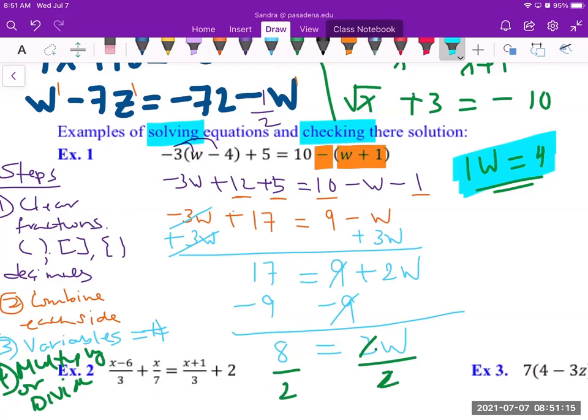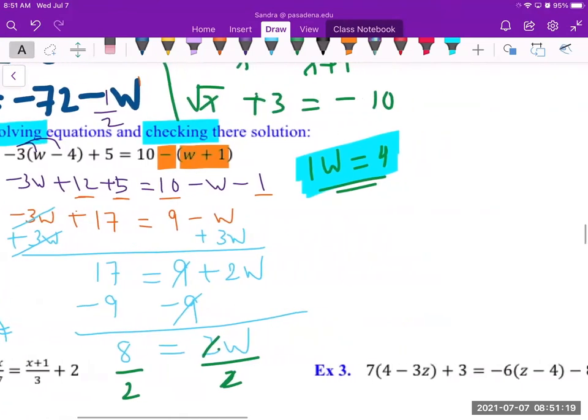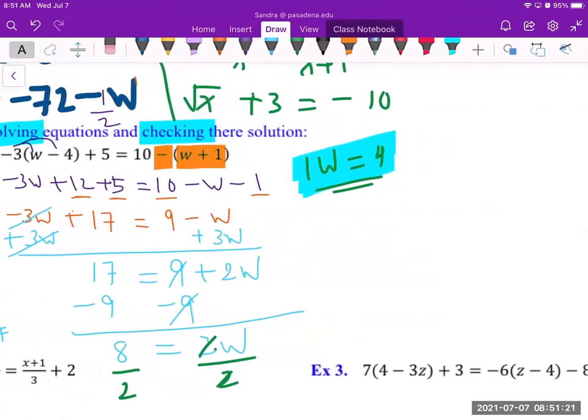You can check your solution on your calculator. Okay, so hopefully you will be able to do this on your calculator. So let me go ahead and tell you how to do it. You are going to get both sides of your original problem. In this case, I'm going to copy the left side. So this is negative 3, and then minus 4 here, and then plus 5.